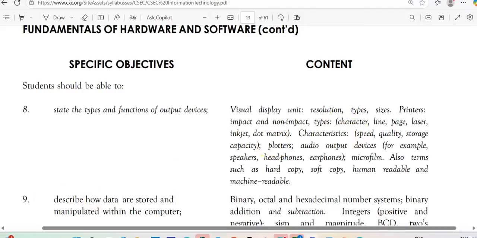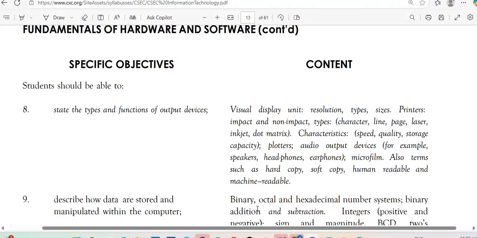Now we're going to look at the types and functions of audio output devices, for example, speakers, headphones, and earphones. An audio output device converts digital signals into sound waves that can be heard by humans. They can play different audio formats such as MP3 or AAC. Audio output devices come in various forms. As I said before, on the syllabus, we have speakers, headphones, or earphones to suit different listening needs and preferences.